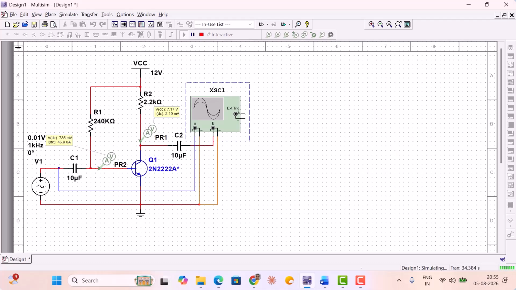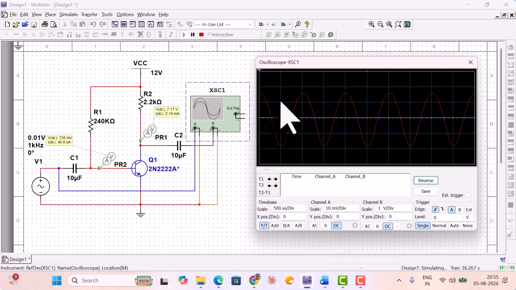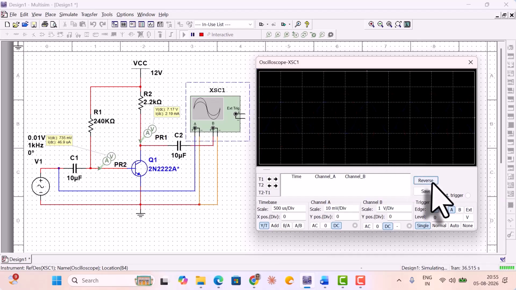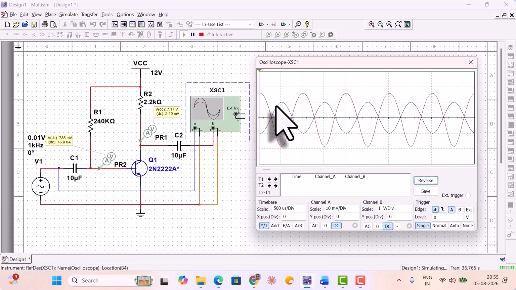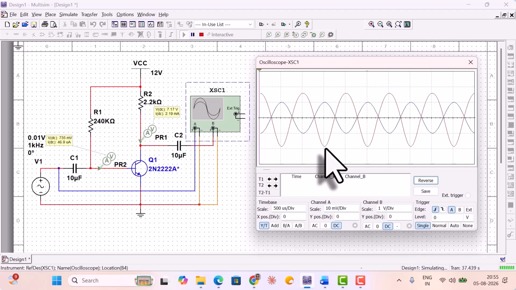Now let us observe the waveforms in the oscilloscope. The blue trace corresponds to the input signal to the transistor, and the red trace corresponds to the output signal from the transistor. Capacitors C1 and C2 are called decoupling capacitors. C1 provides DC isolation between the AC signal source and the transistor circuit.